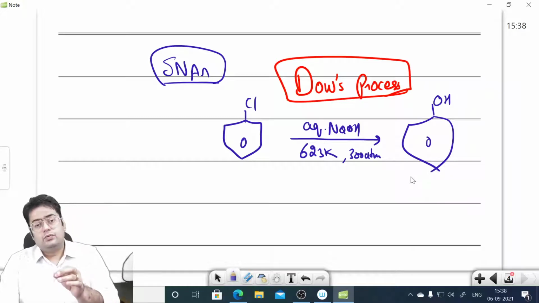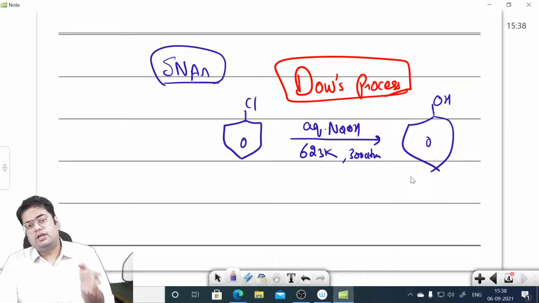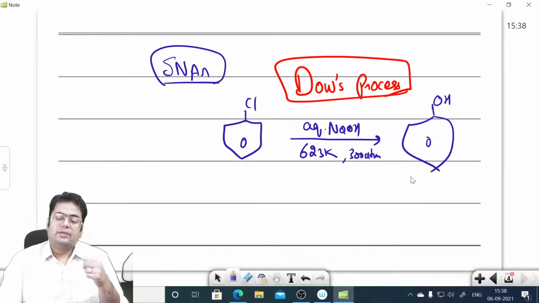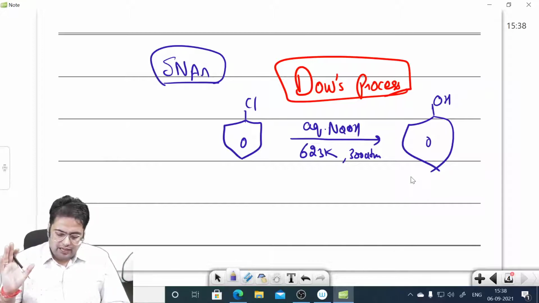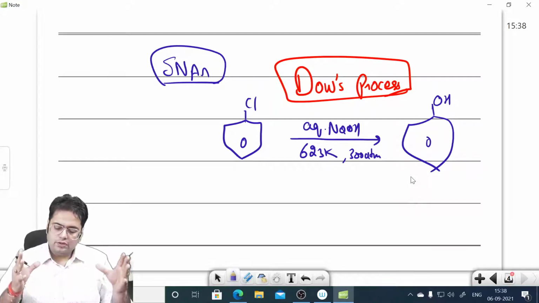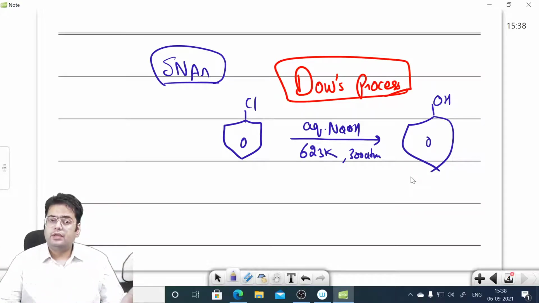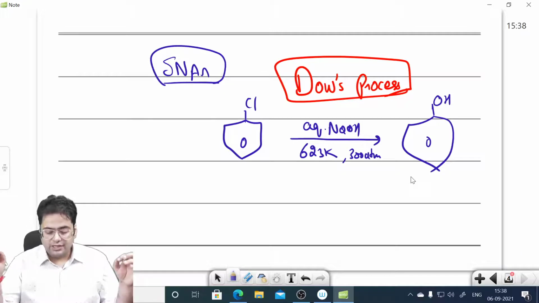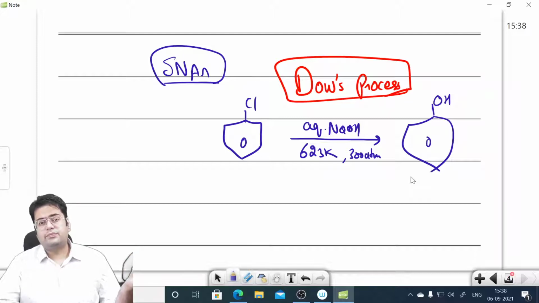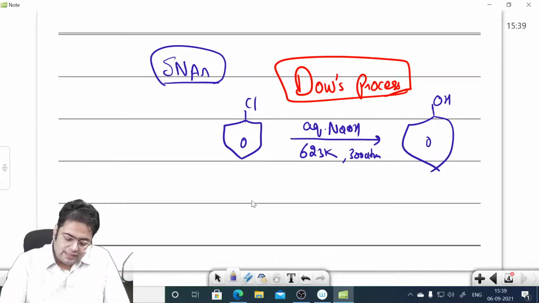But now let me tell you the real nitty-gritty of how it actually occurs. So let me explain the mechanism. What can be the proposed mechanism for this? Look at this. We have a pretty high temperature and a strong base like NaOH. And as you all know, I've been a very big believer that all reactions in organic chemistry are basically acid-base reactions. So we have one base with us, NaOH, and what will a base really want? Obviously, an acid.